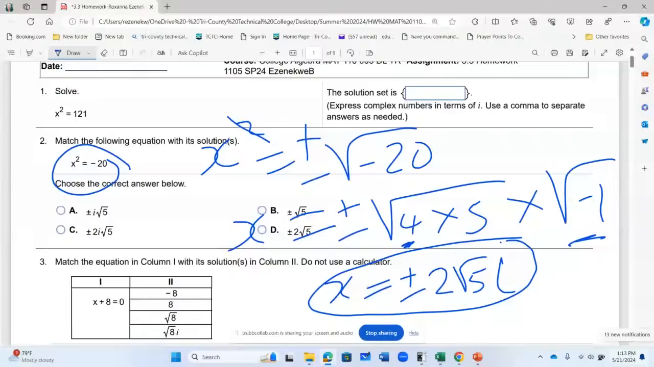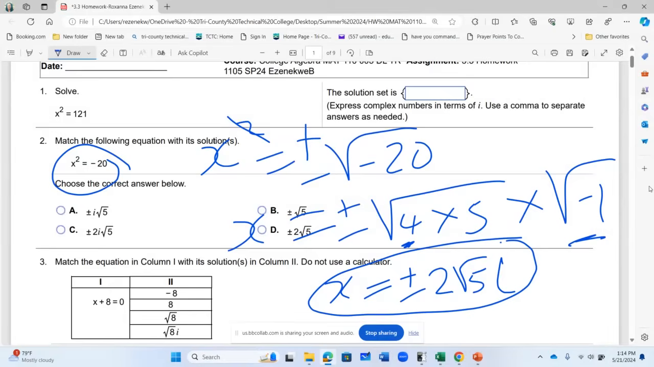Okay. Every complex number has a conjugate. So the first one is plus 2 root 5 i. The conjugate is negative 2 root 5 i. Okay.